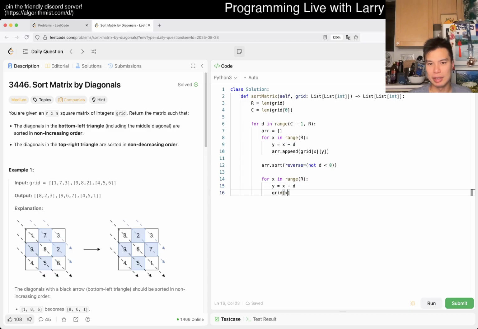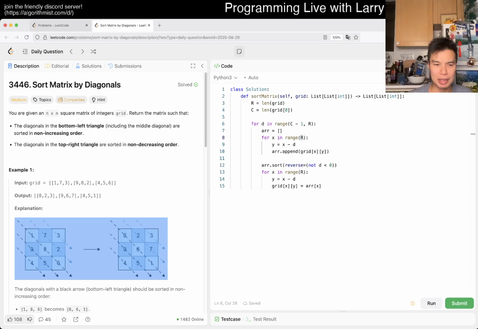Grid of xy is equal to array of x, because x is just from 0 to whatever. Is this to r? I have to be a little bit careful here. We kind of wrote on top of what I did previously, so I forgot what it was. So x in this case would go, it's like c minus d or something like that, maybe.